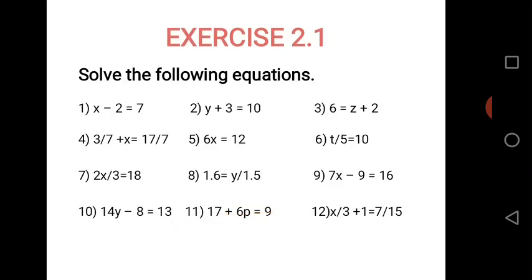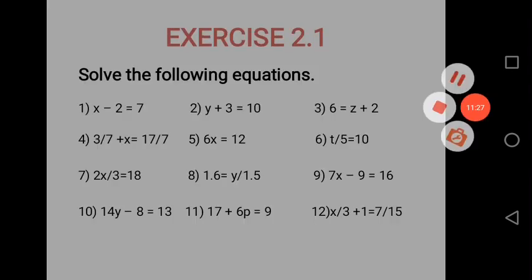Students, I have taken few examples as homework for you. In exercise 2.1, all the examples are given as the variable on one side and the constants on another side. To solve these 12 examples, you can use inverse operations or transposition method. So students, try to solve these examples, and if you have any doubts, you can listen to the lesson once again.